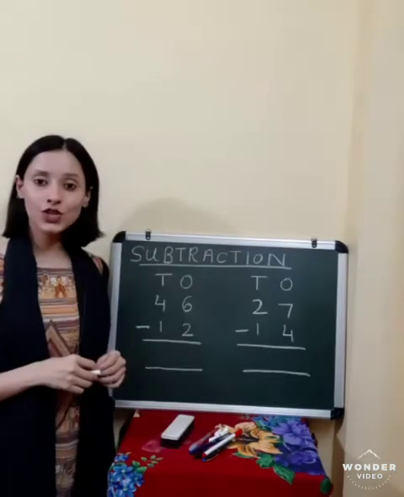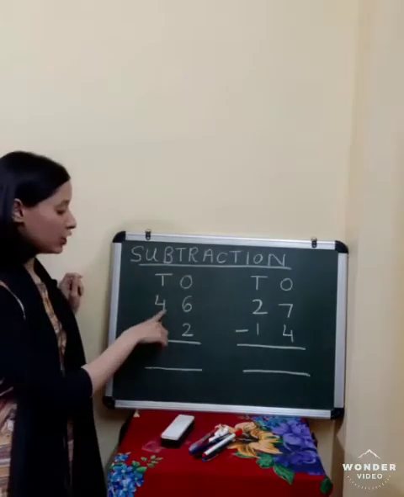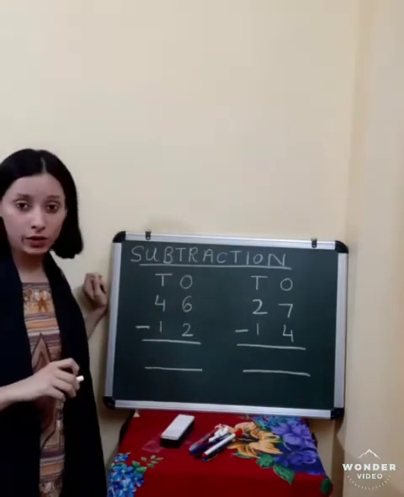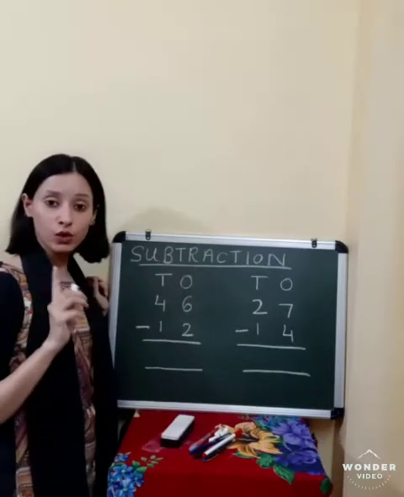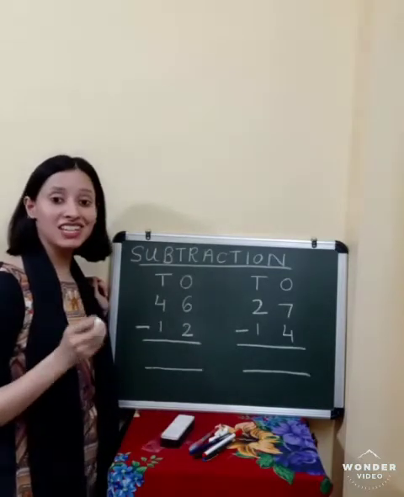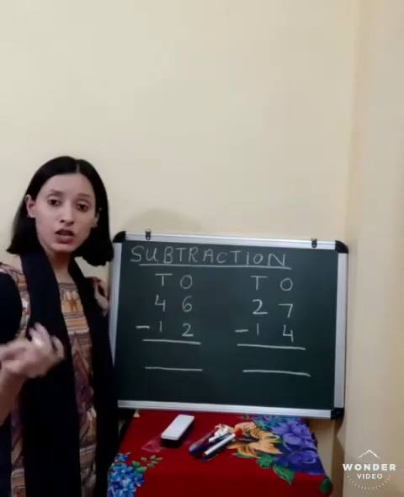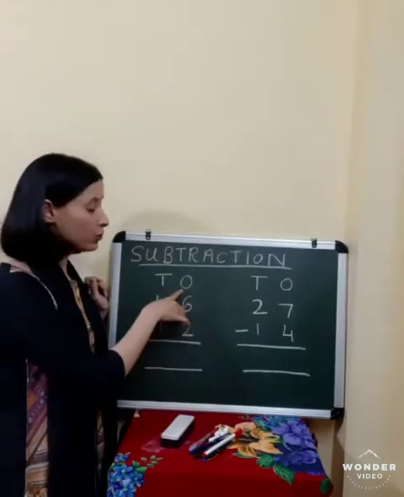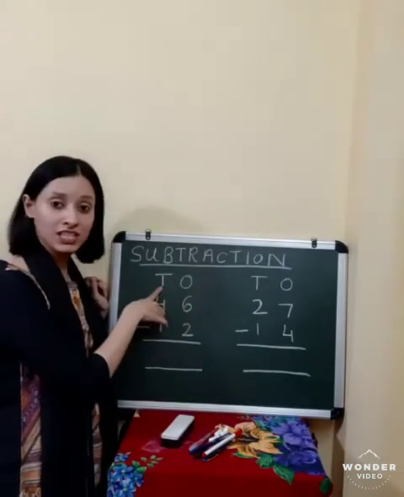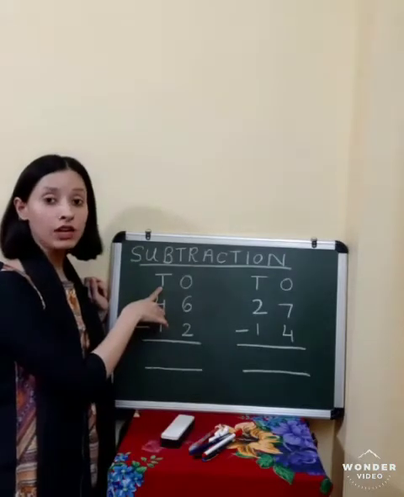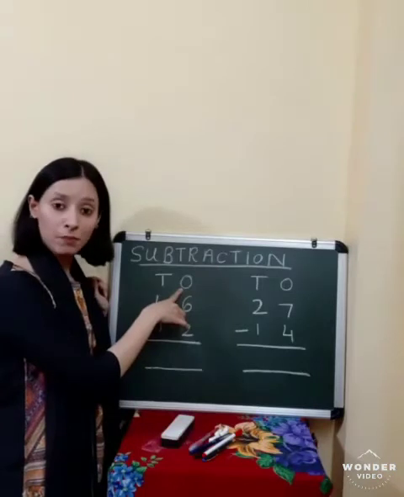Okay. Now children, this is 2 digit subtraction. As you can see, 2 digits are given over here. Now I've always told you, whenever you are having 2 digit sums, whether it is addition, subtraction, multiplication or division, you always have to start from ones place. If you start from tens place, your answer will be wrong. So you always have to start from ones place.